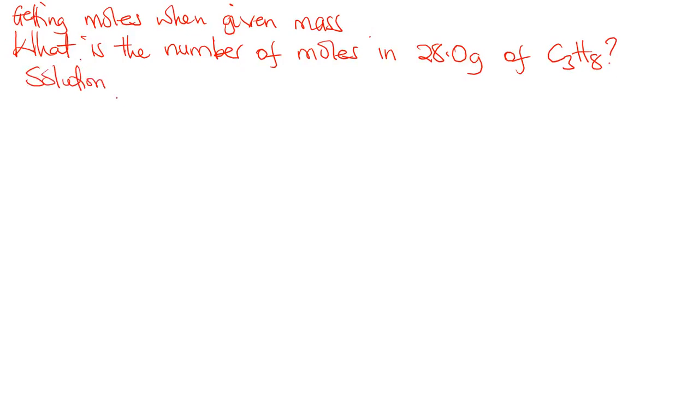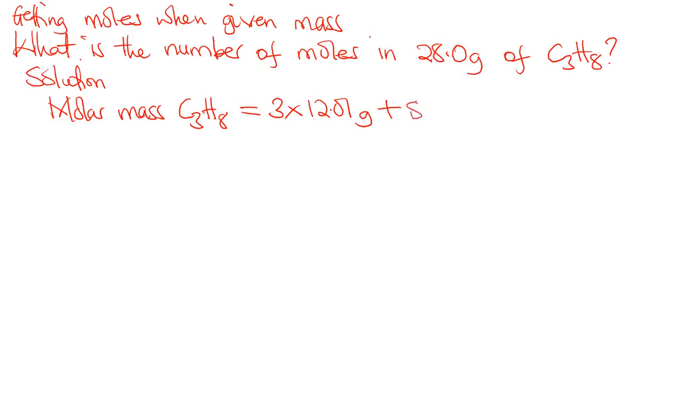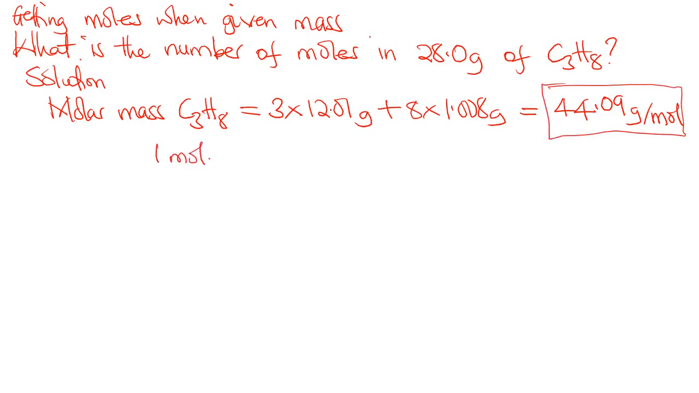So the first thing, as usual, we need to find the molar mass. So the molar mass, sometimes it will be given. C3H8 is 3 times 12.01 gram and 8 times 1.008 gram, which gives us 44.09 gram, but it is for 1 mole, so grams per mole. Now here the same, this part is telling us that 1 mole is equal to 44.09 grams.